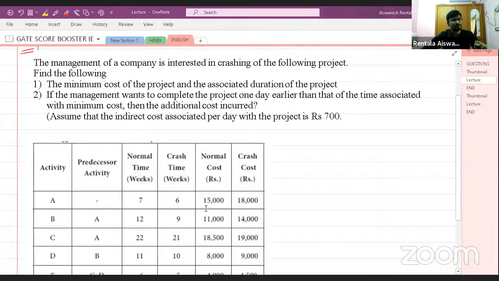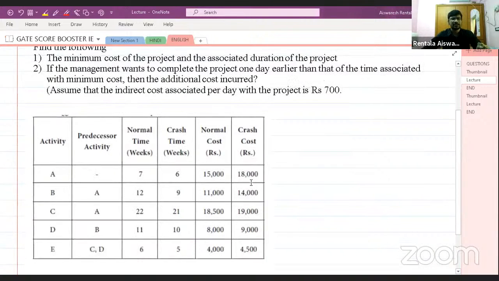Coming to the next question, what are they asking? They are saying that if the management wants to complete the project one day earlier than the time associated with the minimum cost, that means the time you found in the first part, what will be the additional cost incurred? So this is what they are asking.